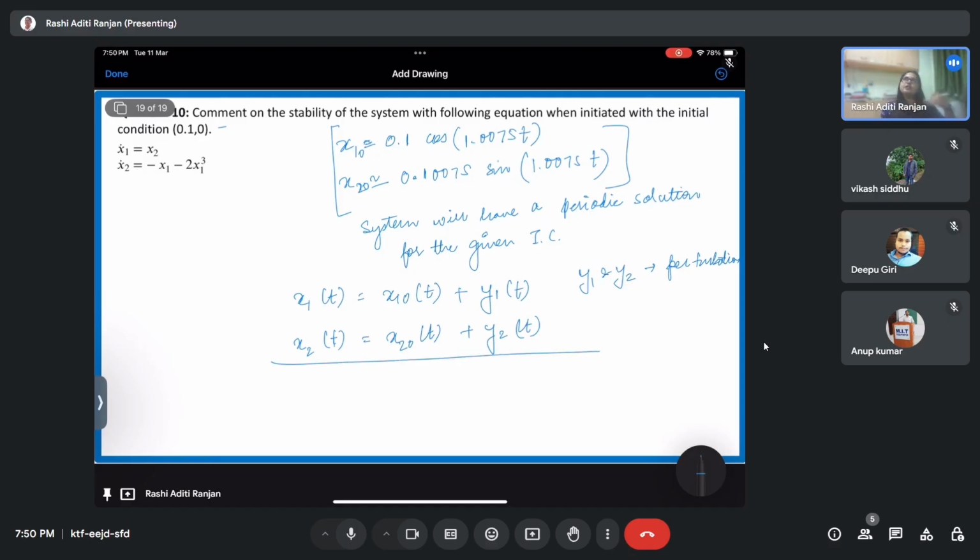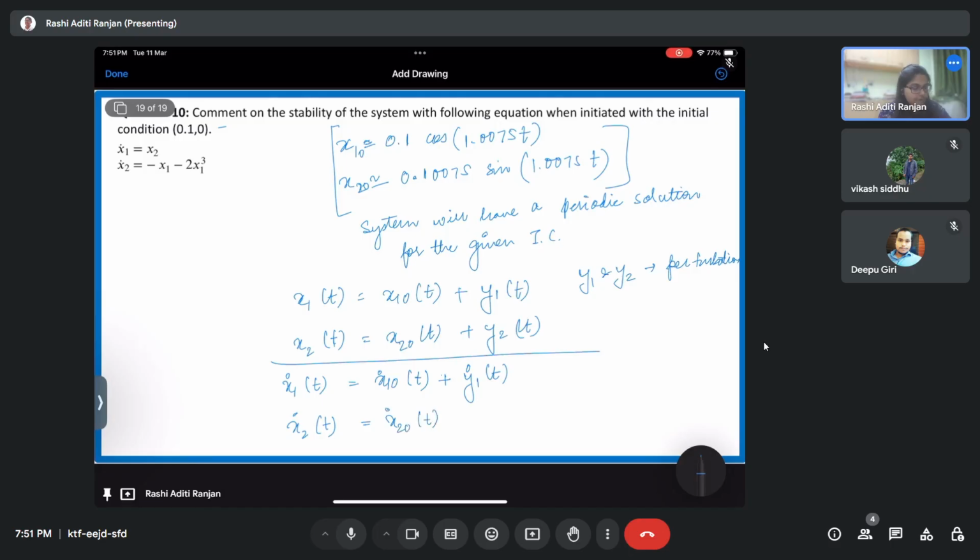Earlier, when we applied differentiation on the perturbations, since x10 and x20 were equilibrium points, their differentiation with respect to time, whether first or second, used to be equal to 0. But now, since x10 and x20 are periodic orbits, their differentiation with respect to time is definitely going to exist. So I can write x1 dot of t as x10 dot of t plus y1 dot of t, and x2 dot of t as x20 dot plus y2 dot of t. These are the differentiations.